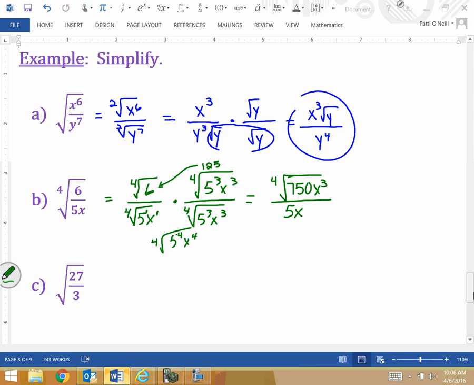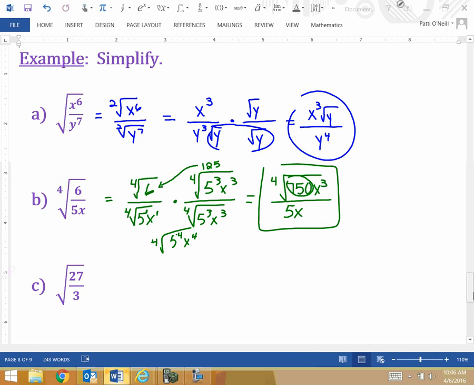I always want to check to make sure I can't simplify the number that I end up with under any of the radicals, and there is no perfect fourth root in 750, so I'm going to leave my answer exactly as is. It does get a little complicated with some of these problems.